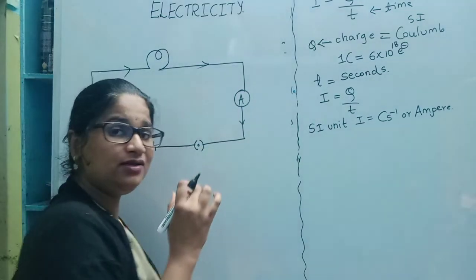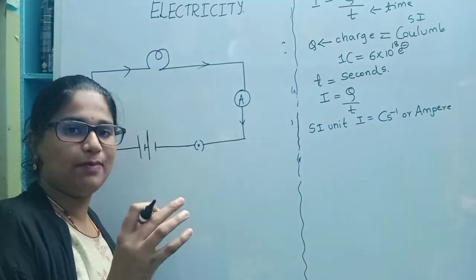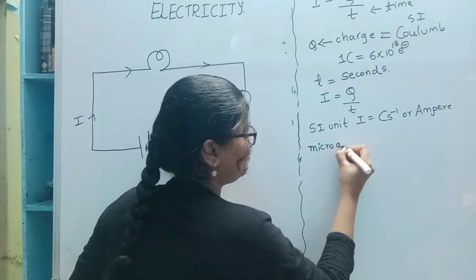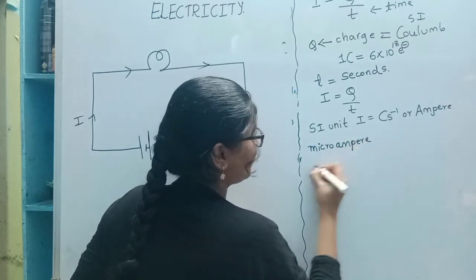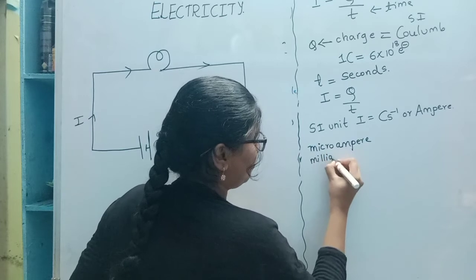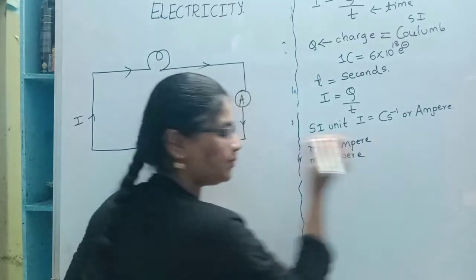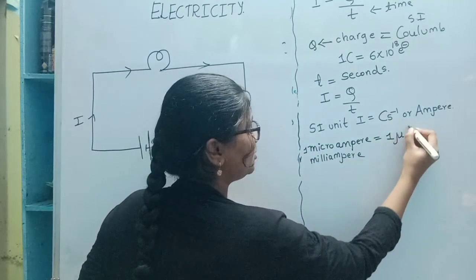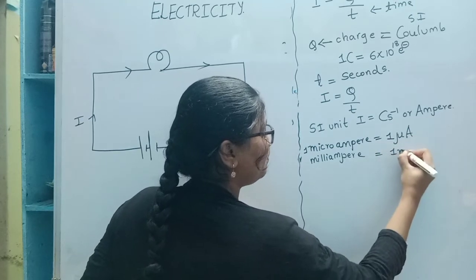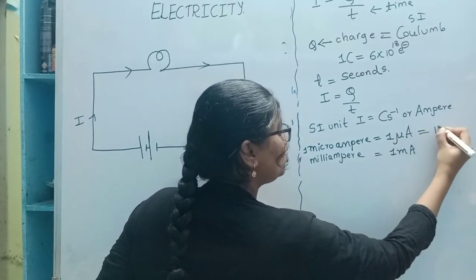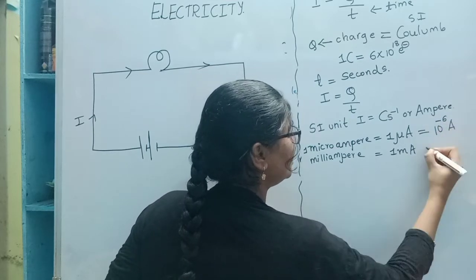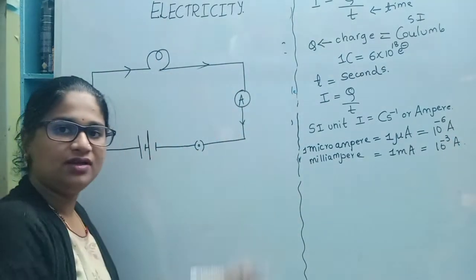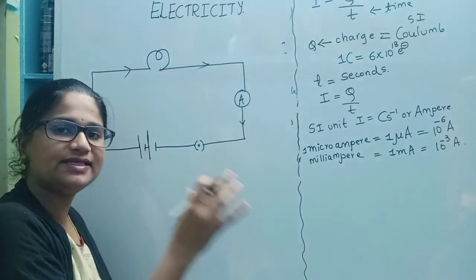When the current is a very small amount, the ampere is also expressed in terms of microampere as well as milliampere. 1 microampere is equal to 10 raised to minus 6 ampere, and 1 milliampere is equal to 10 raised to minus 3 ampere.